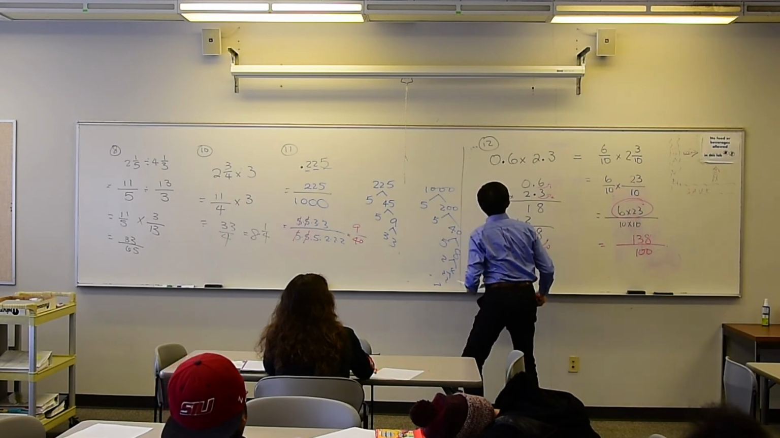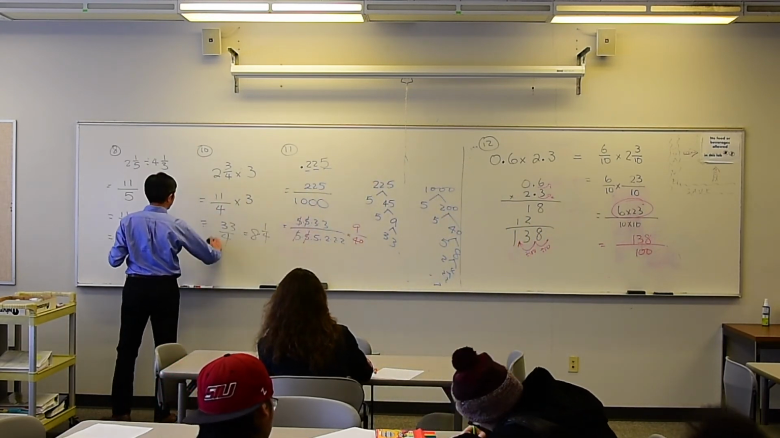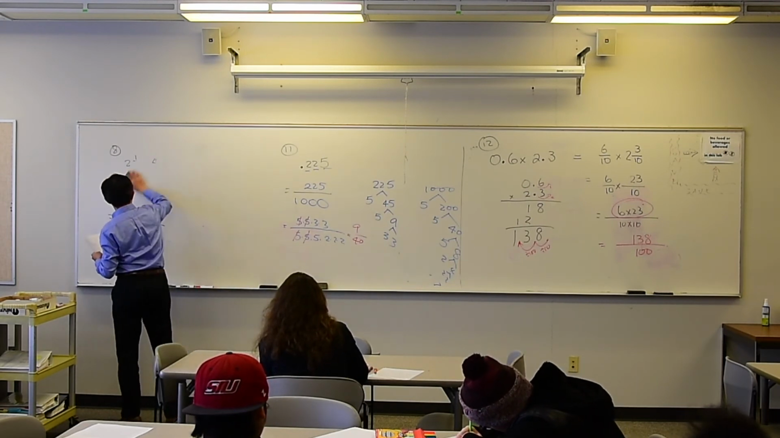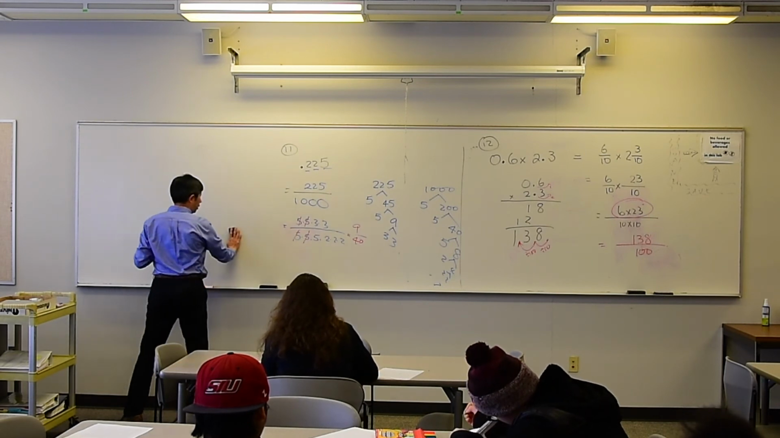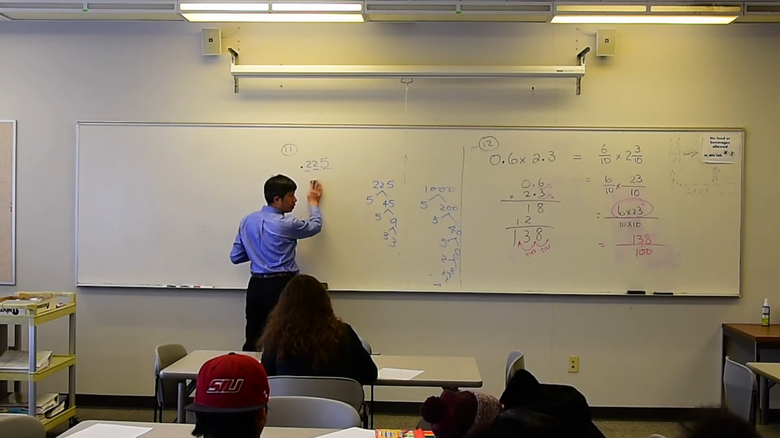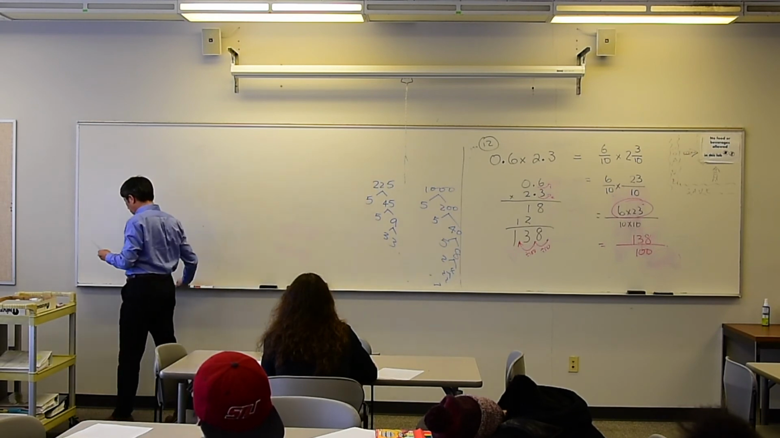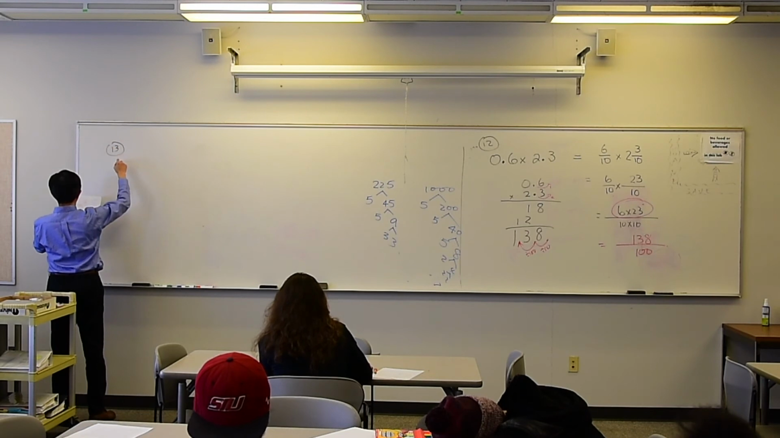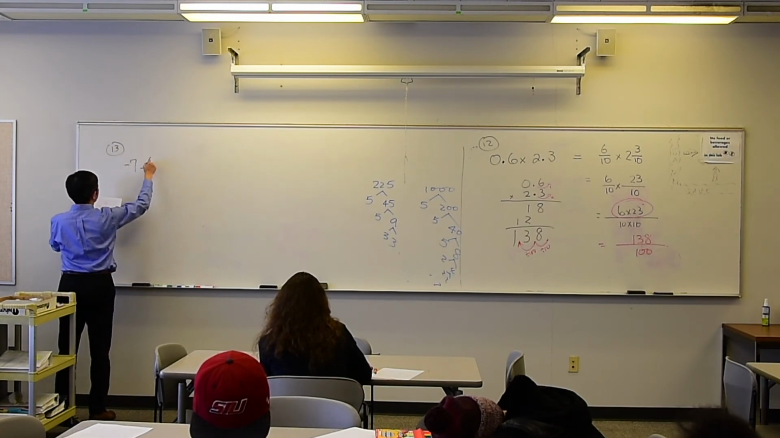Alright, number 13. The next time I ask you why we have to move the decimal point, can you answer? Like this. Number 13, -7 minus -8.